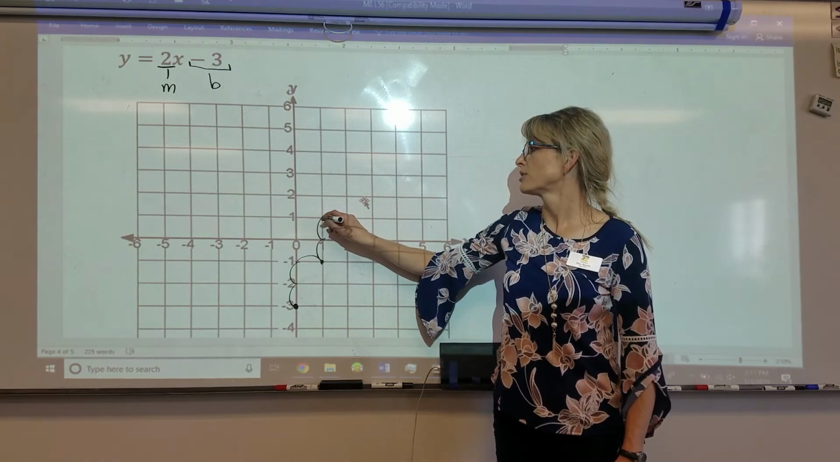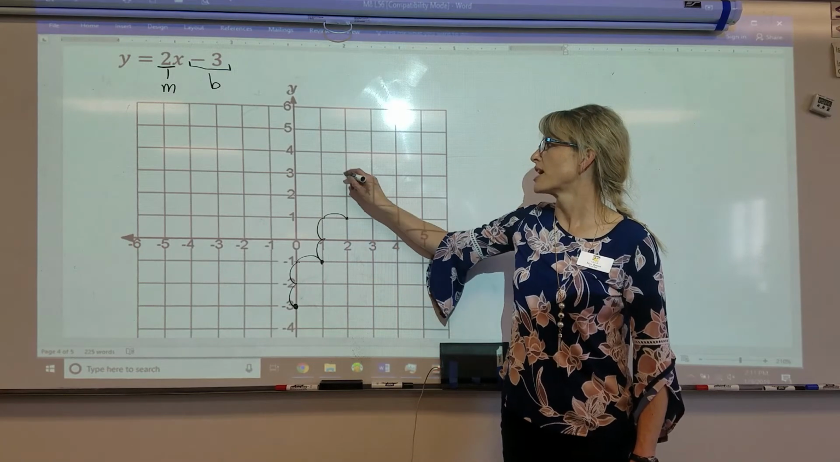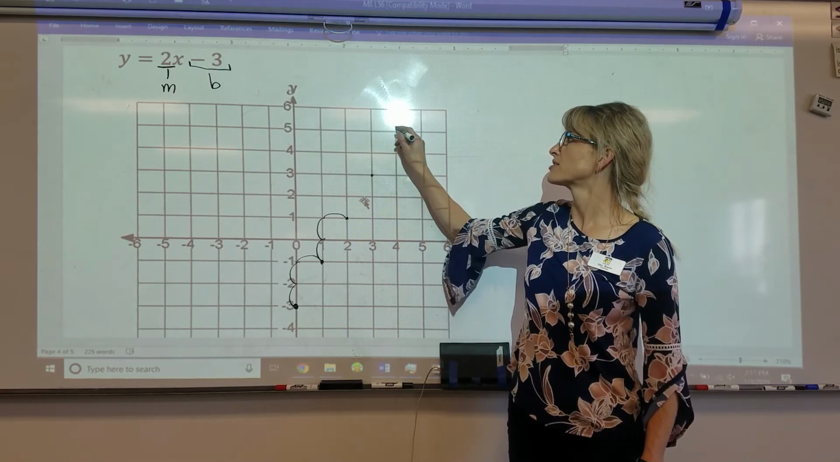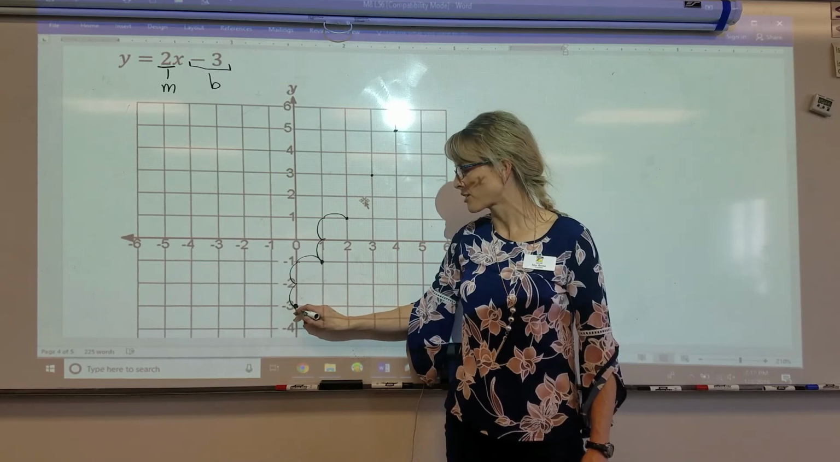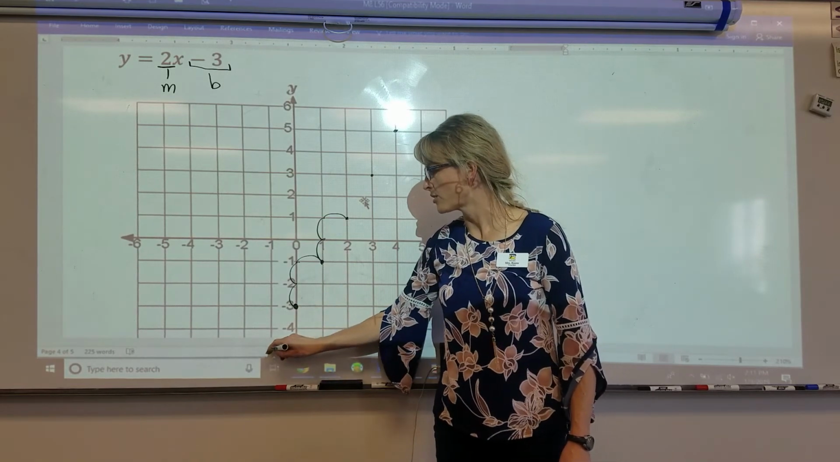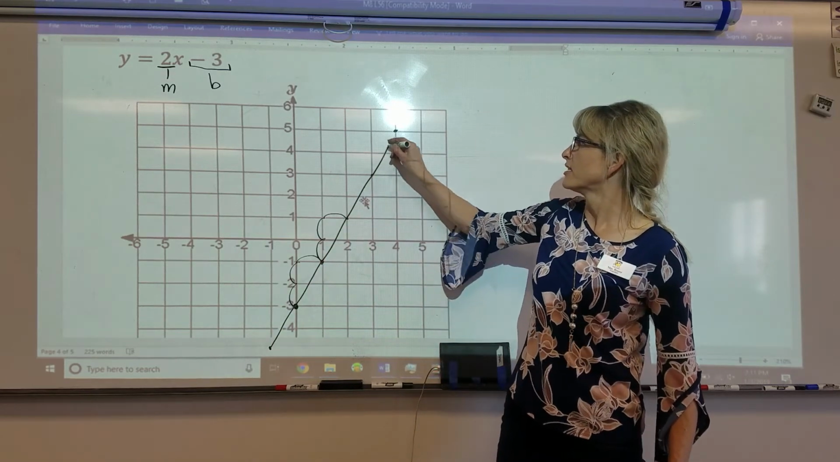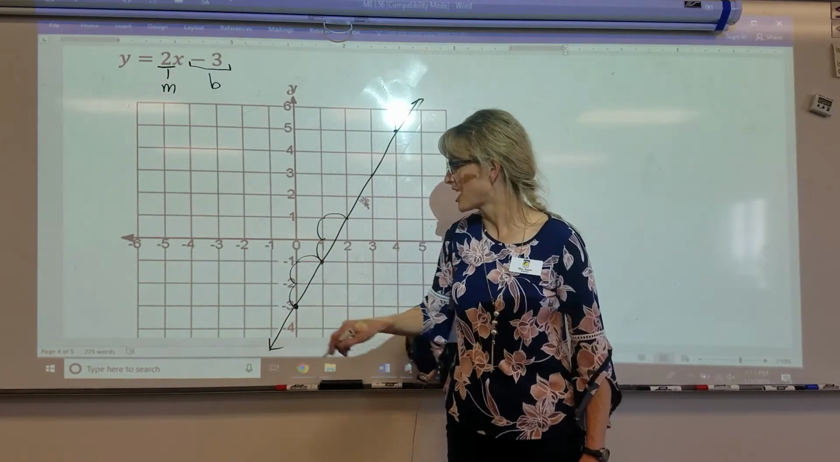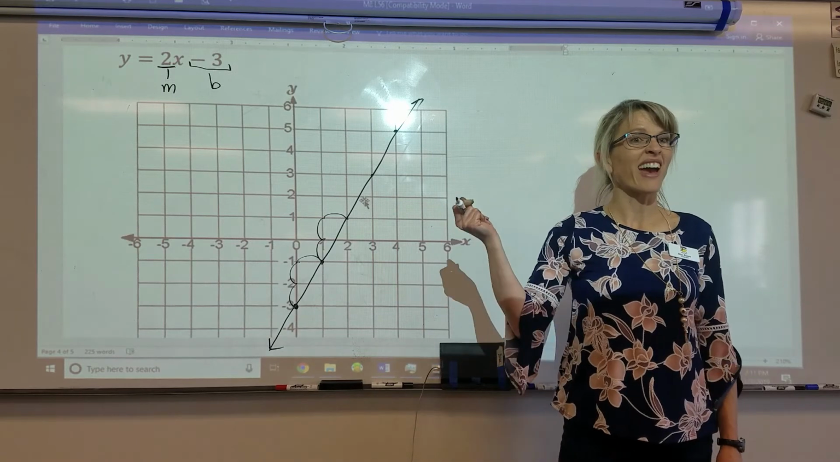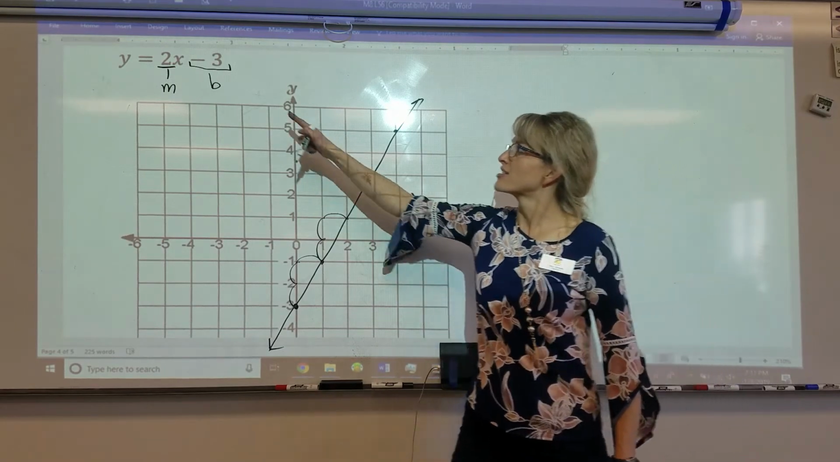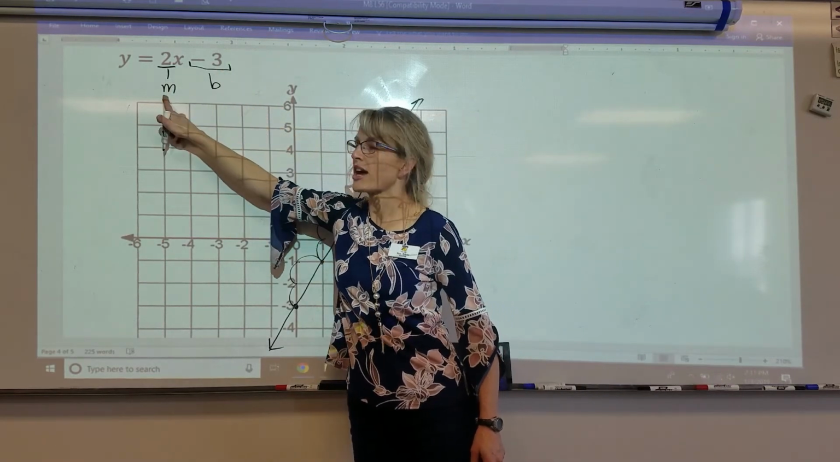Rise 2, run 1. And I could do the same thing backwards, right? Fall 2, run 1. But they all connect linear, make a straight line, with arrows at the ends. That was fast, right? Starting point, rise over run.